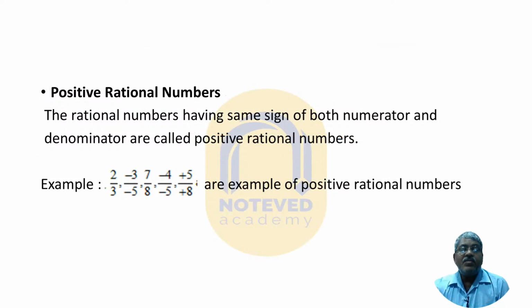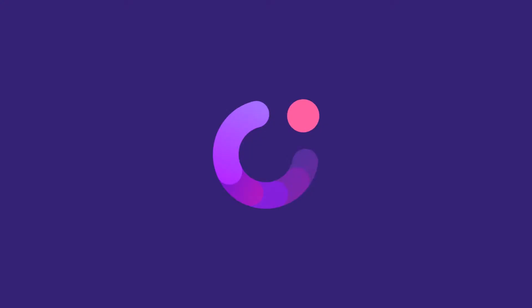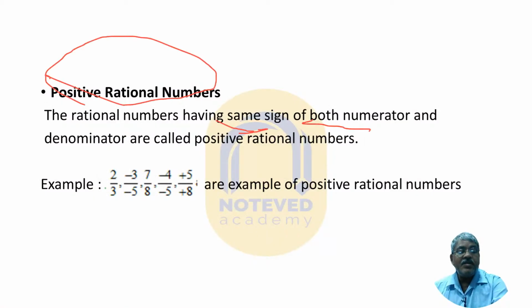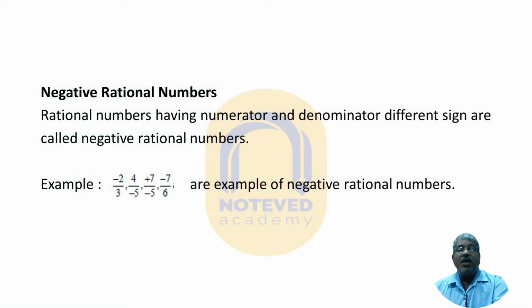Example, 2 by 3. Here the same sign, but there is no sign written. Minus 3 by minus 5. Although it looks like a negative, it is positive. 7 by 8 is also a positive rational number. Minus 4 by minus 5, positive. Plus 5 by plus. When both numerator and denominator have the same sign, the rational numbers are called positive rational numbers. Now, negative rational numbers.